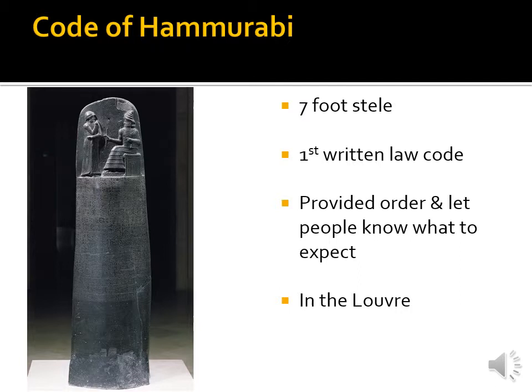Now, what you see on this picture is what's called a stele, and this was a stone pillar, about 7 feet tall, and on it are the laws. So you see a picture, an engraving at the top of Hammurabi, and he's being presented these laws by a god. And then beneath it is the law code carved in cuneiform. And if you're ever in Paris, you can see this. It's in the Louvre, the great museum.